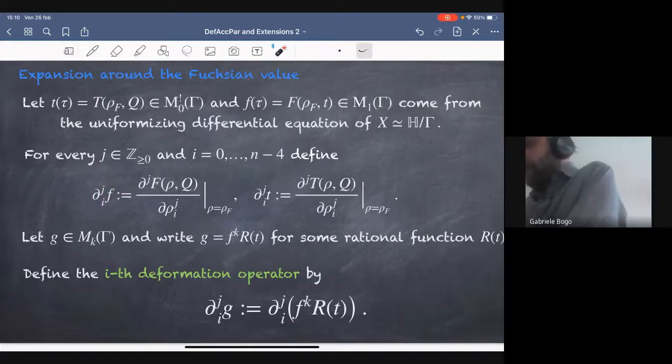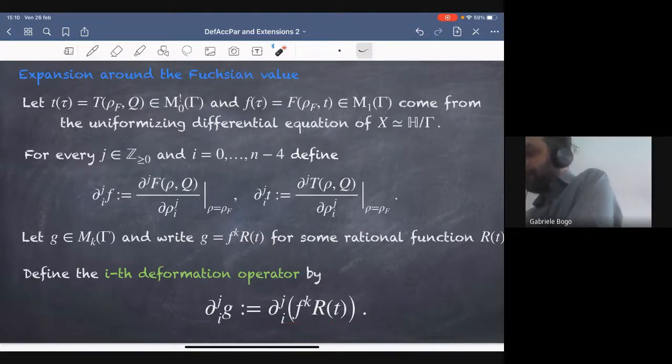Instead of doing this only for the function f coming from the uniformization, we want to do it for every modular form. And the way to do this is just to define this deformation operator for f. This f is the one coming from the differential equation, and t is the modular function coming from the differential operator. And now, since f is of weight 1 by assumption, every modular form of weight k can be written as f to the k times a rational function of t. And then we can define the deformation operator on G, on a general modular form, as the deformation operator applied to f^k times R(t), intended as a derivation.